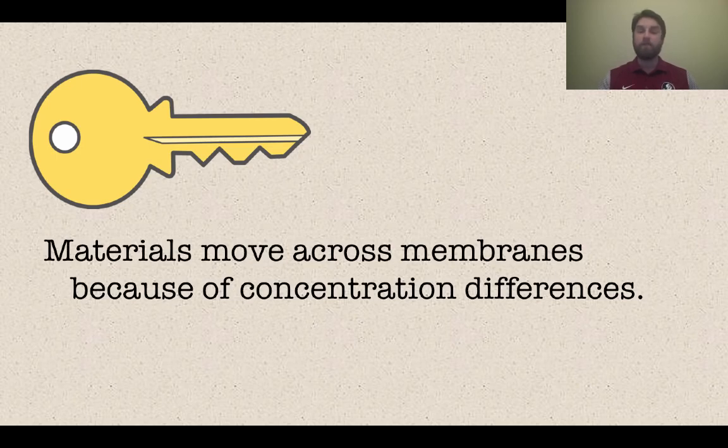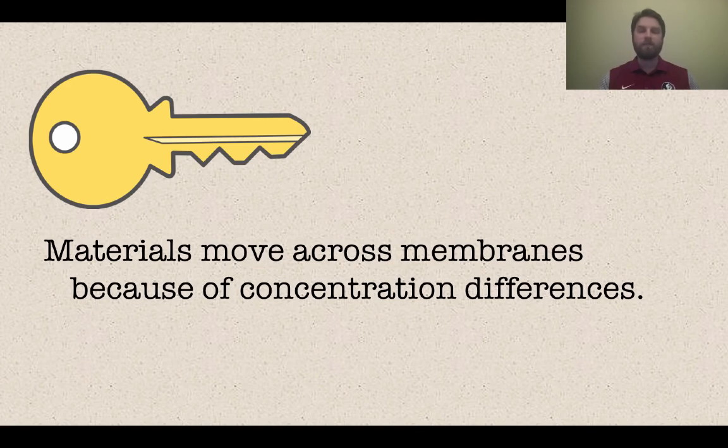Materials move across membranes because of concentration differences. So we've already learned about a concentration gradient and how that drives whether water or solute moves back and forth across a membrane. Remember, movement of solute is called diffusion, and movement of water is called osmosis.